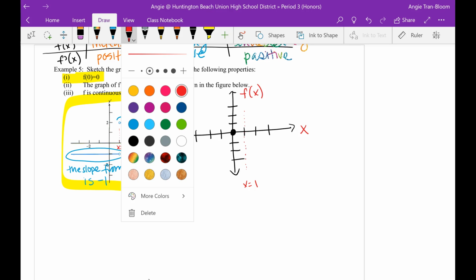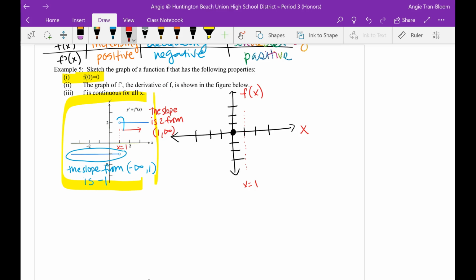Okay, so I want to pinpoint something really quickly. The slope at 1, as you can see, does not exist. So the derivative at x equals 1 does not exist. So let's do it. The slope from negative infinity to 1 is negative 1.